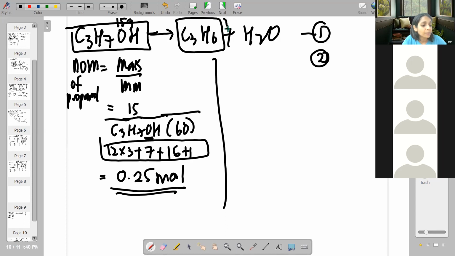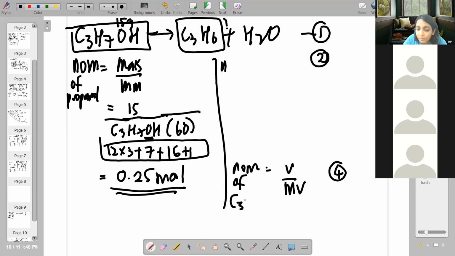Okay, hide it. If you want to find volume, what formula do you need to use? Number of mole. Correct? Volume over molar volume. Okay, thank you, teacher. So correct. I want to find the number of moles of propene here. I need to find volume over molar volume. But there's a problem. I do not know my number of moles of propene.